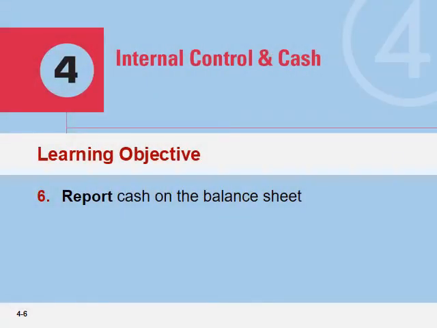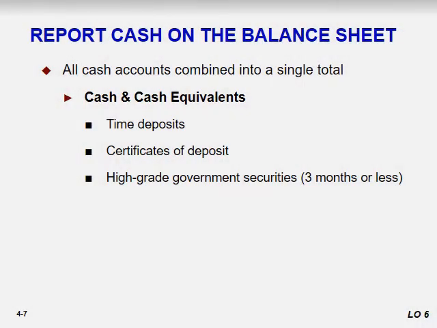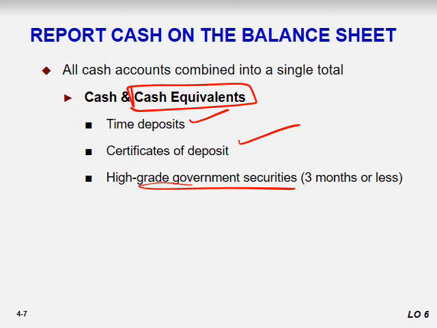Our last learning objective is to report the cash on the balance sheet. So let's explore that. The balance sheet starts with cash and cash equivalents. So what do we call cash equivalents? Cash equivalents are time deposits, certificates of deposit, high-grade investments, and government securities, with maturity of 3 months or less. Most companies have numerous bank accounts, but they usually combine all cash amounts into a single total called cash and cash equivalents. So cash equivalents are also as liquid as cash.